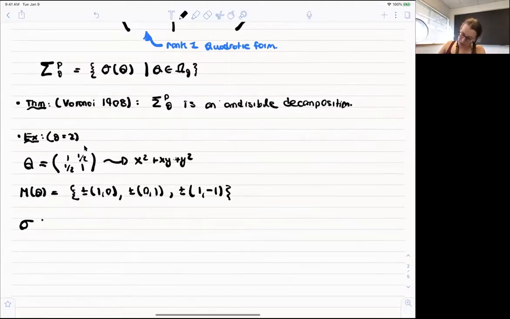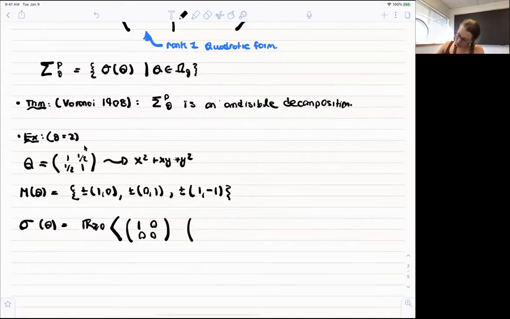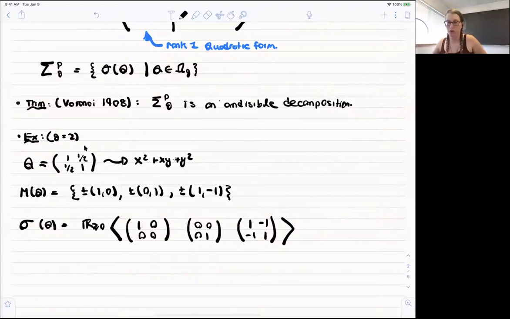And so sigma of q is going to be the cone whose rays, well, I have to take each of these vectors and do v times v transpose to make a rank 1 matrix. And when I do that, I'm going to get 3 matrices: (1, 0, 0, 0), (0, 0, 0, 1), and (1, -1, -1, 1). So these are the 3 rays of this cone. So this is a 3-dimensional cone in R^3. And why is it in R^3? Because I'm looking at 2 by 2 symmetric matrices, so that lives in R^3.